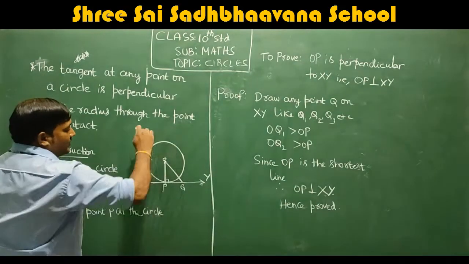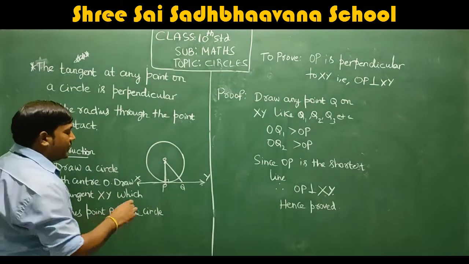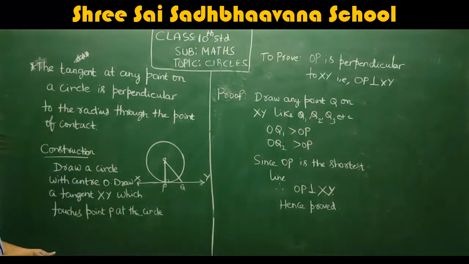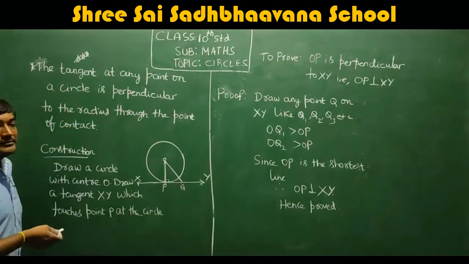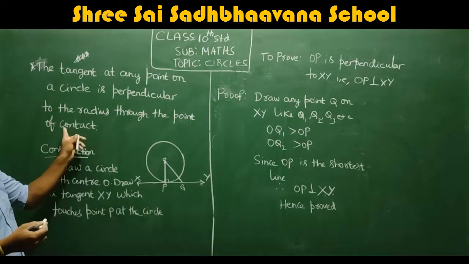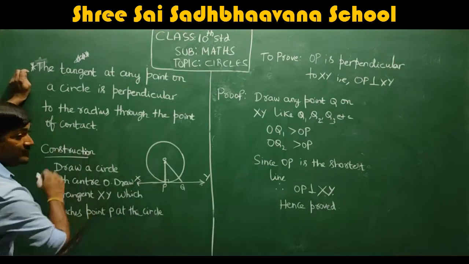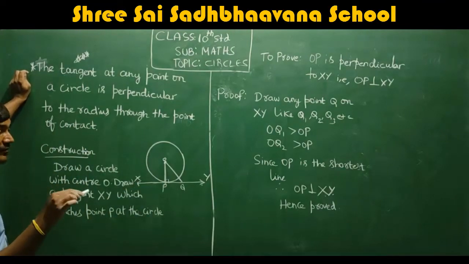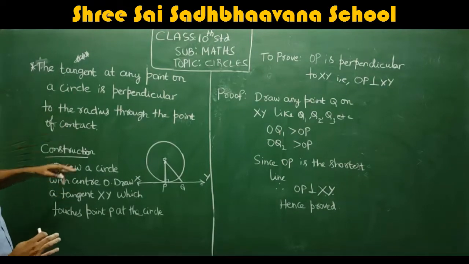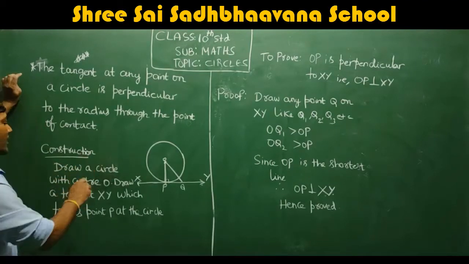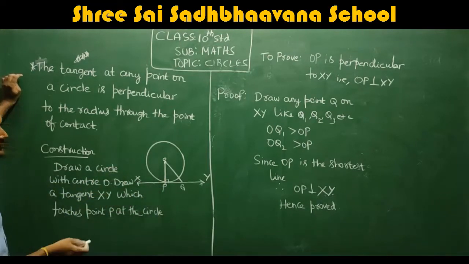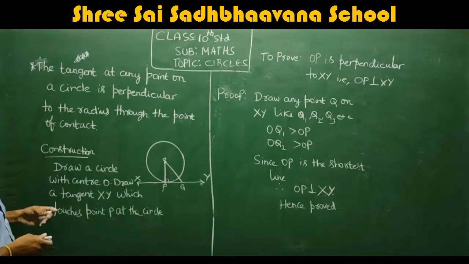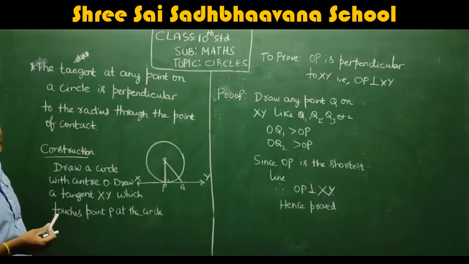First, take O as center and draw a circle, and draw a tangent XY. Remember, this tangent XY touches the circle at P. So P is the point of contact. You draw a tangent XY through P. So this is the construction part: draw a circle with center O and draw a tangent XY which touches the circle at the point P. P touches the circle as well as the tangent line.